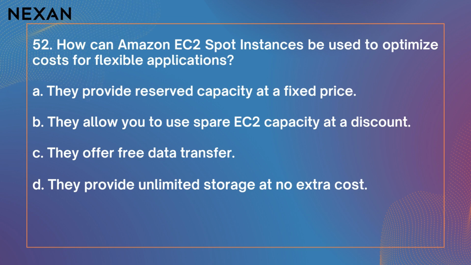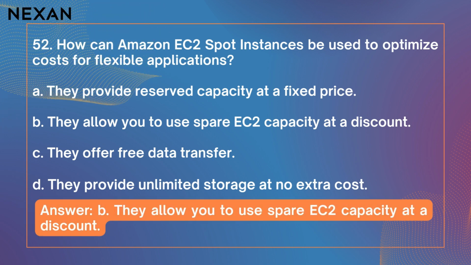52. How can Amazon EC2 spot instances be used to optimize costs for flexible applications? A. They provide reserved capacity at a fixed price. B. They allow you to use spare EC2 capacity at a discount. C. They offer free data transfer. D. They provide unlimited storage at no extra cost. Answer: B. They allow you to use spare EC2 capacity at a discount.